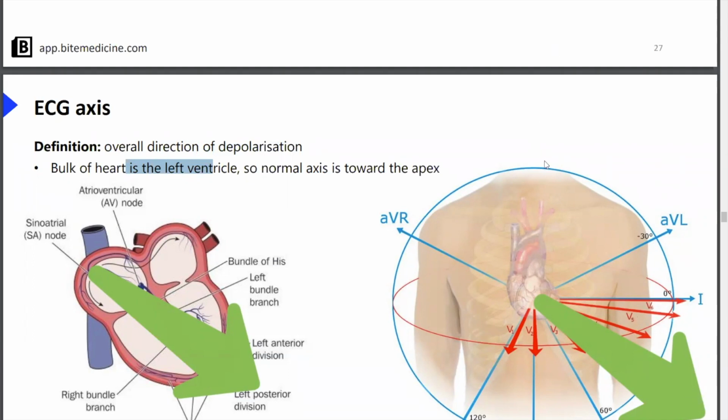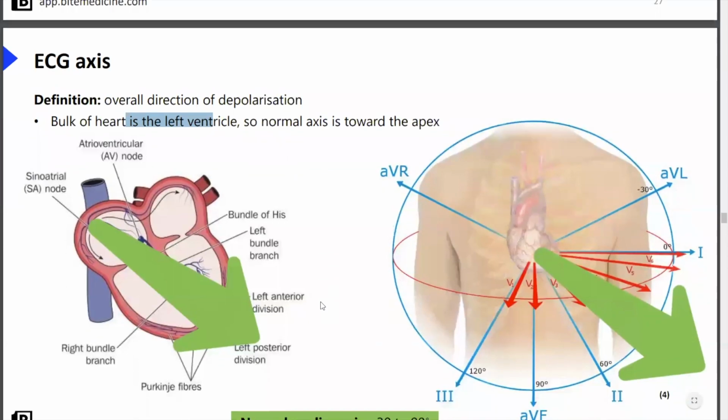And if we look at these vectors again, that's defined as minus 30 to 90. So anything in this quadrant here is absolutely normal. Just to give you some definition of these angles, lead 1 is defined as 0 degrees. AVF is defined as 90 degrees. Sorry, this bit here is defined as 180. And then this bit up here is defined as minus 90. So it goes round in a circle, basically.